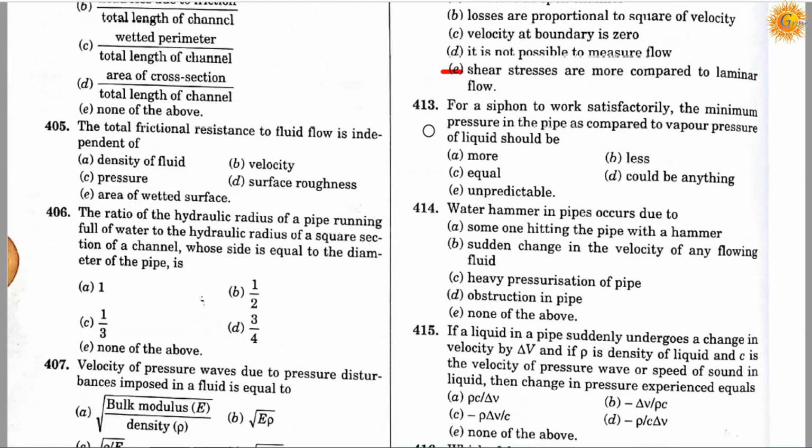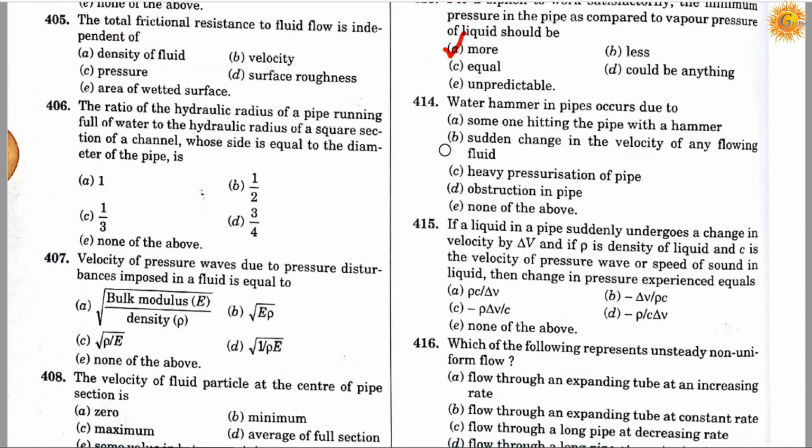Question number 413. For a siphon to work satisfactorily, the minimum pressure in the pipe as compared to vapor pressure of liquid should be: option A, more; option B, less; option C, equal; option D, could be anything; option E, unpredictable. Correct answer is A, it will be more. Question number 414.